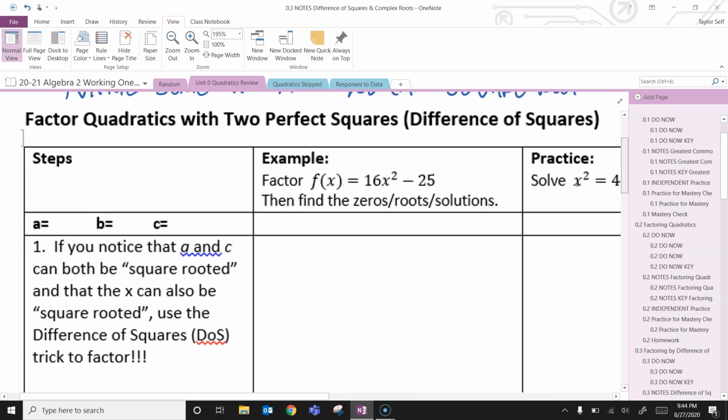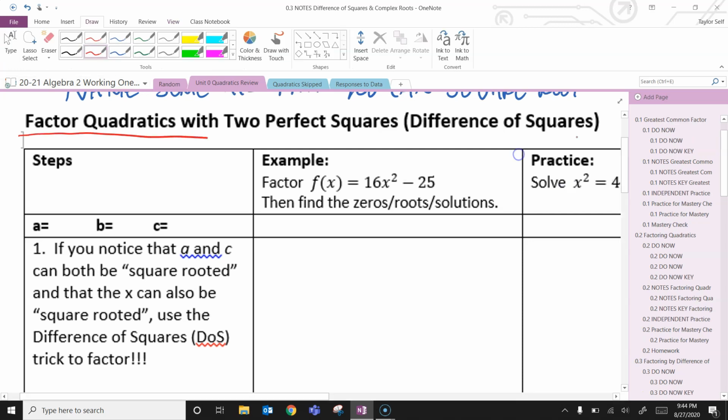And actually, before you write the example, get this little title down: Factor quadratics with two perfect squares. And this is called difference of squares, and we will a lot of the time label it DoS. So if you ever see me write DoS, I'm talking about difference of squares. Okay, so you should have that title down. Now write your example. Example, factor f of x equals 16x squared minus 25. Then find the zeros, roots, solutions.